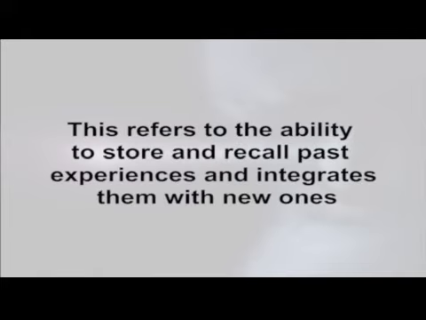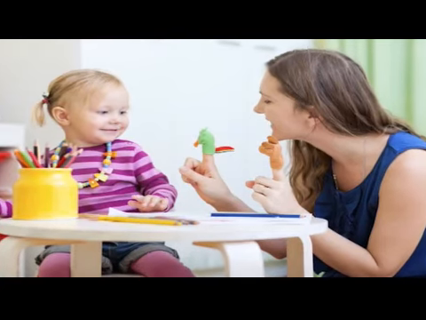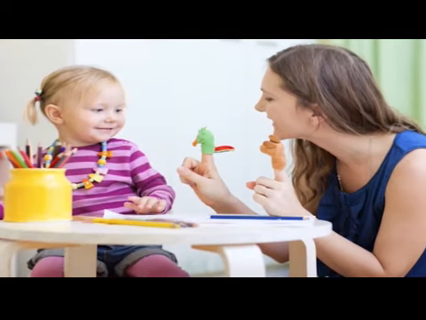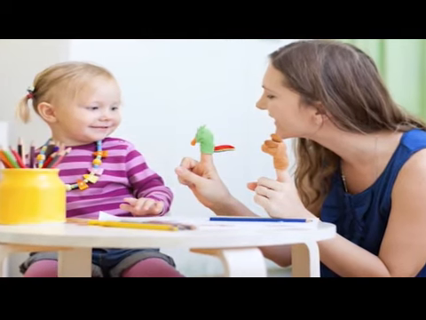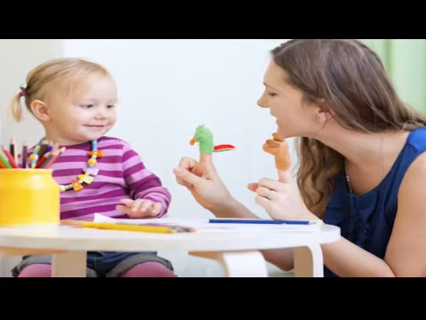The fifth skill is visual memory. This refers to the ability to store and recall past experiences and integrate them with new ones. Show some objects to the child, then hide them. Ask the child to describe the objects you have hidden and record the description.